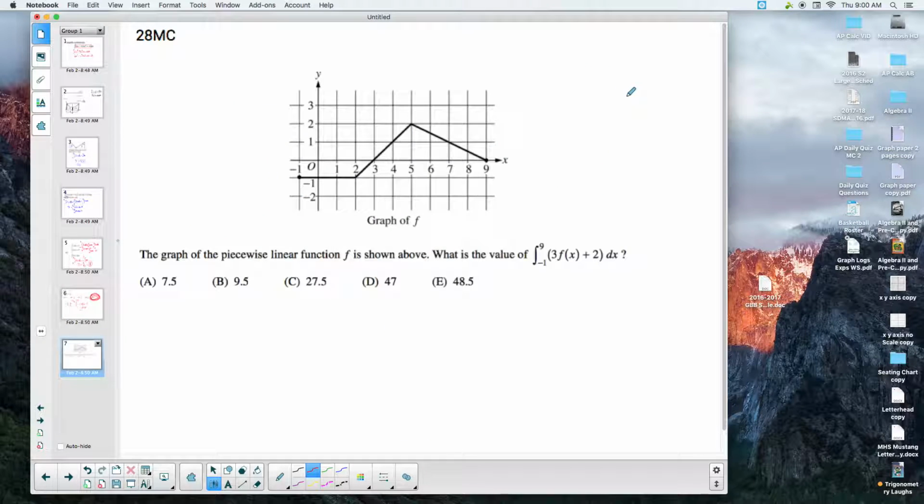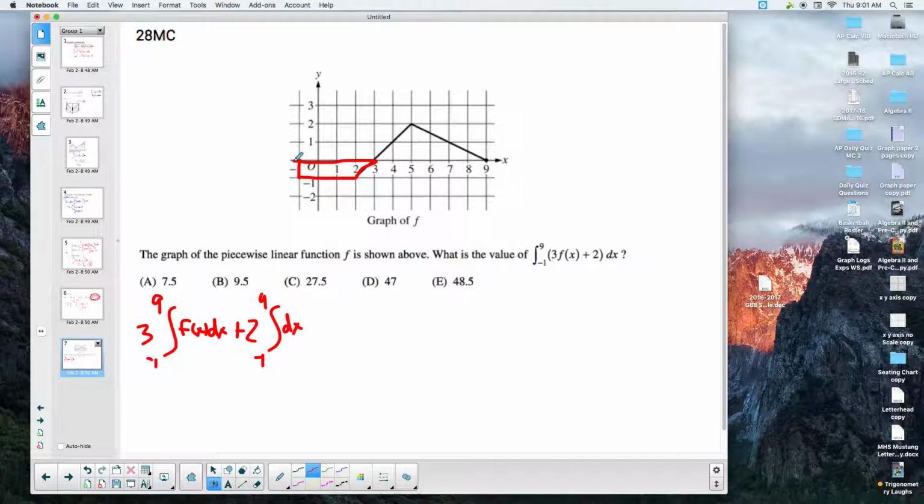And then finally, 28 MC. What you'll want to do is you want to split that first. You go 3 times the integral from 1 to 9 of f of x dx plus 2 times the integral from negative 1 to 9 of dx. All right. Negative 1 to 9 of f of x, we got this little shape here.